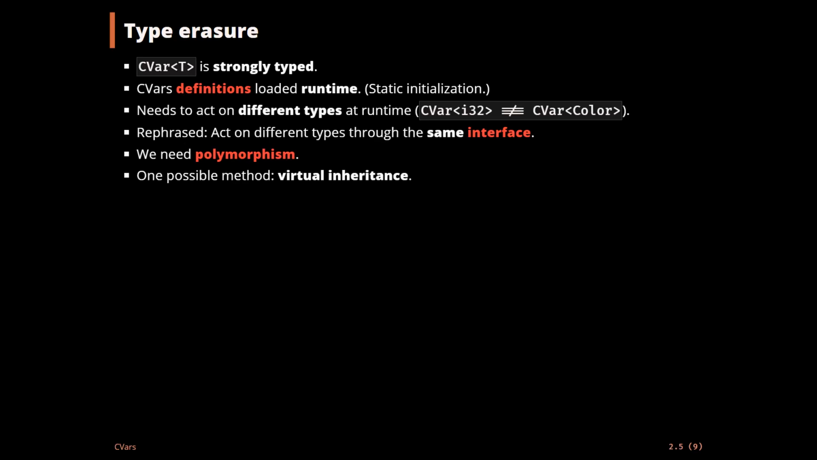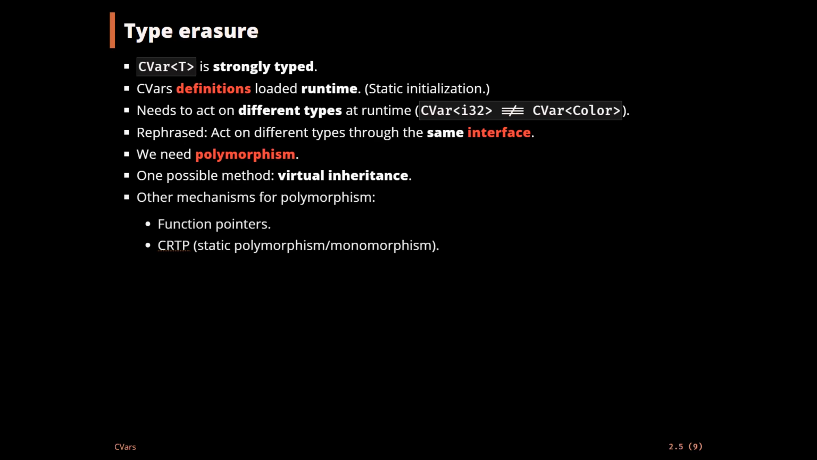Right? There are other ways to get polymorphism. I'm not going to talk too much about them, but function pointers are one way. That's the C way of doing things. And then you have this thing, the curiously recurring template pattern, CRTP. That's basically polymorphism at compile time. But as much as I'd like to talk about it, it's a bit outside of the scope, so we're not going to cover it today.